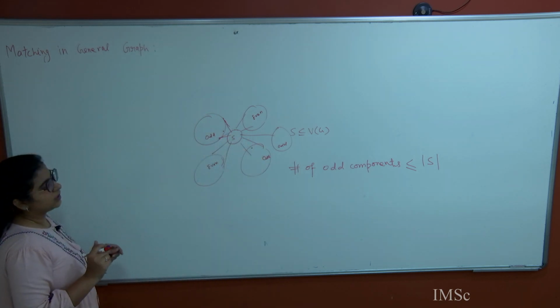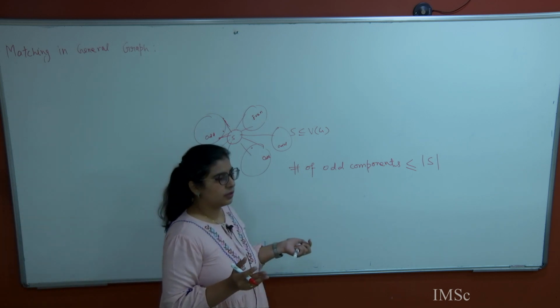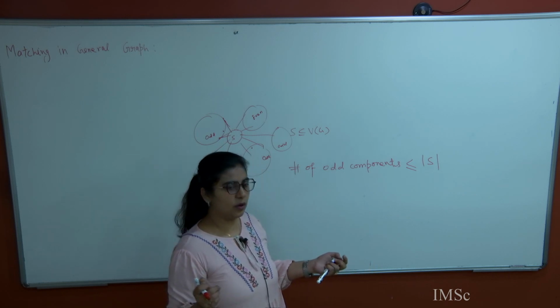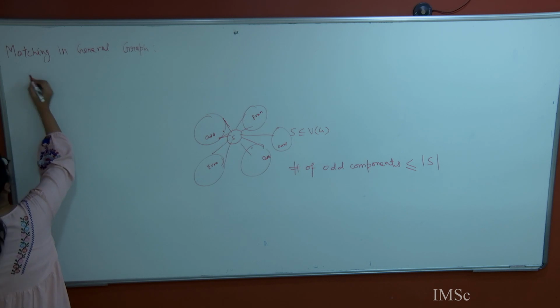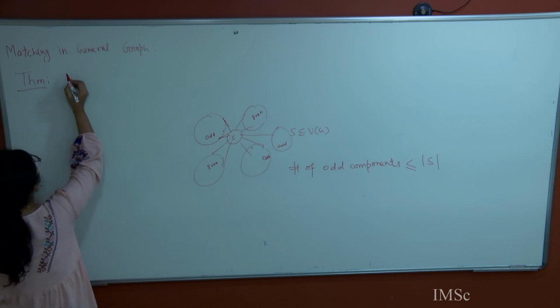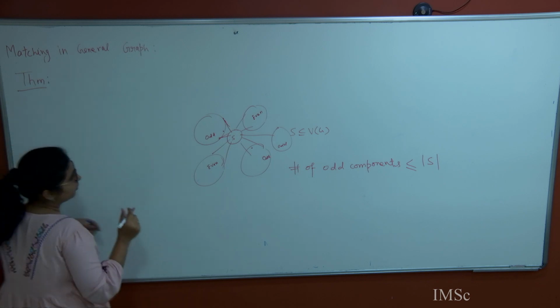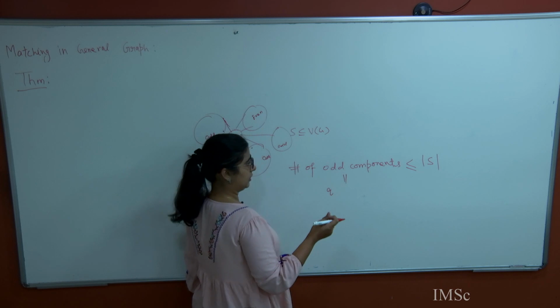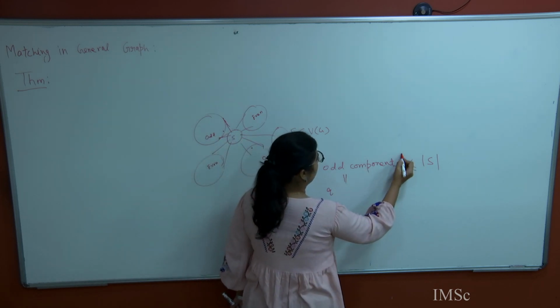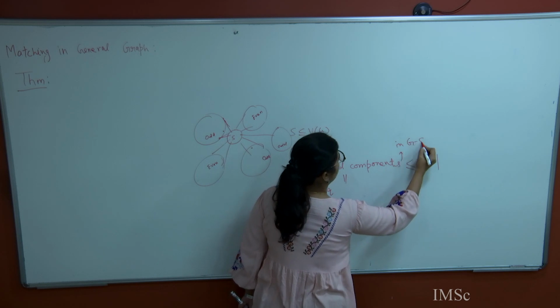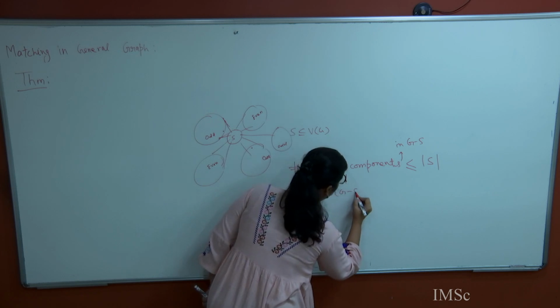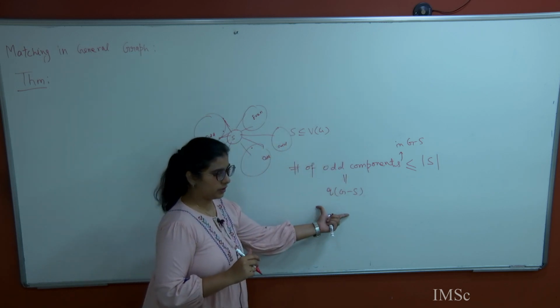And now we will show that this condition is also sufficient to say that in a general graph there exists a perfect matching. So that is our next theorem. For the number of odd components we will denote it as Q of G. The number of odd components in which graph am I talking about? In G minus S. After removing S, I have some components, so the number of odd components there, Q of G minus S. I am denoting it as this.